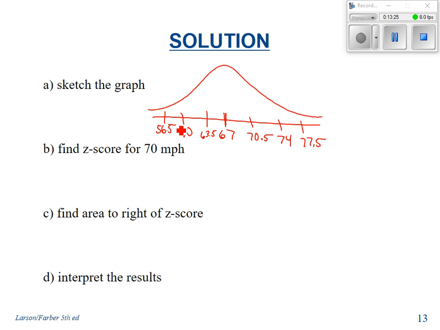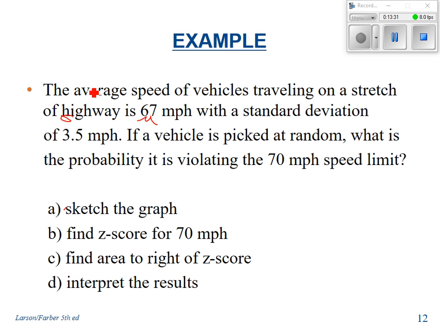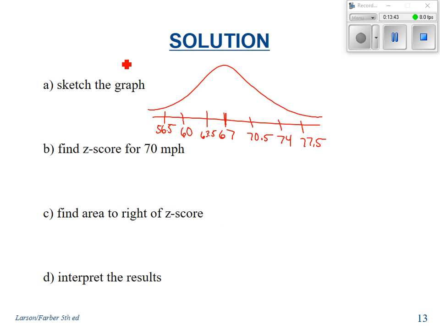So this is our drawing. If I go back to this, we want to know, if a vehicle is picked at random, what is the probability it is violating the 70 mile per hour speed limit? So we want to know what's the probability that it's going above 70 miles an hour. So we'll say that right there is 70, somewhere about in there.